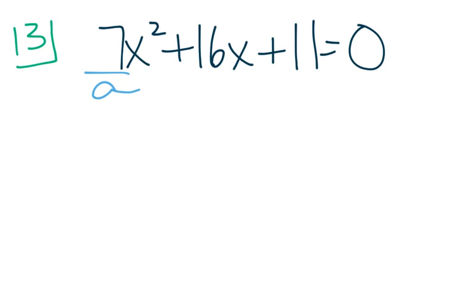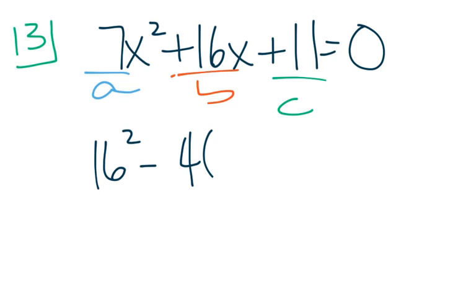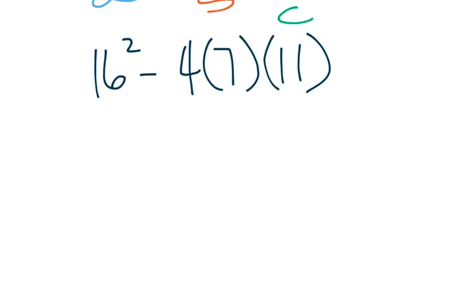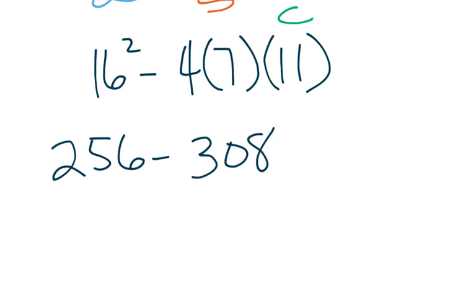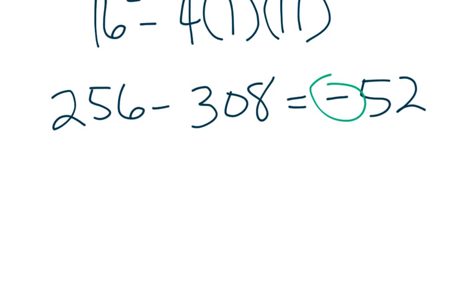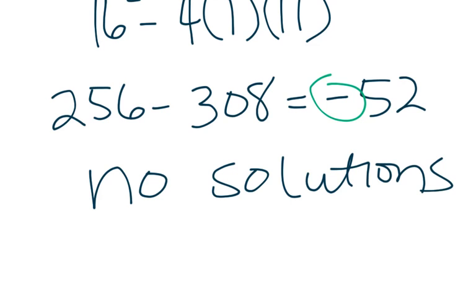So a is 7, b is 16, and c is 11. So we have b squared, which is 16 squared, minus 4 times a, which is 7, times c, which is 11. So 16 squared is 256, minus 4 times 7 times 11, which is 308. So 256 minus 308 is negative 52. This negative number means that there are no solutions. And this is your answer.